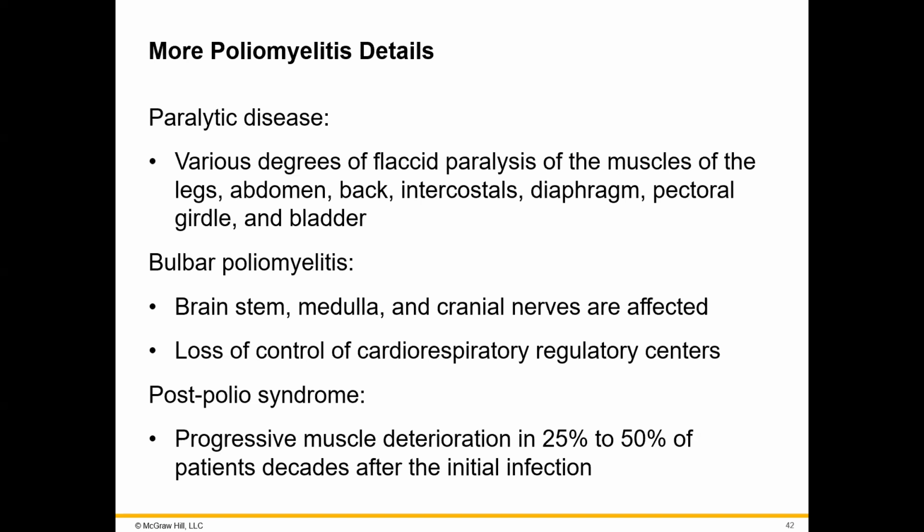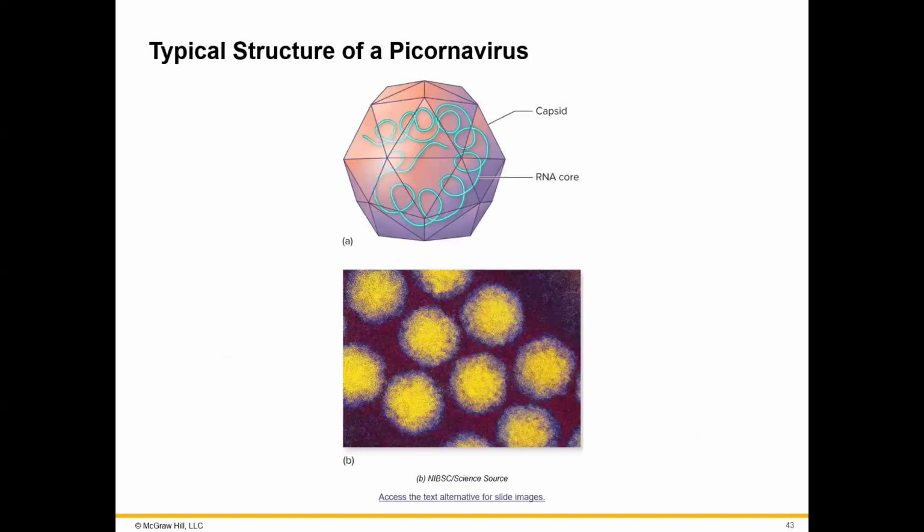Bulbar poliomyelitis is where we have affected the central nervous system. And again, we'll have loss of control of the cardiorespiratory regulatory centers. This is usually going to be a fatal situation there. Then we have post-polio syndrome, where damage is done to the nervous system and can continue to progress even after clearing the virus and recovery. 20 to 50% of patients will have post-polio effects that can progress and worsen after.